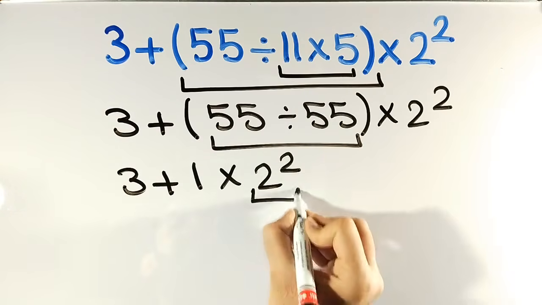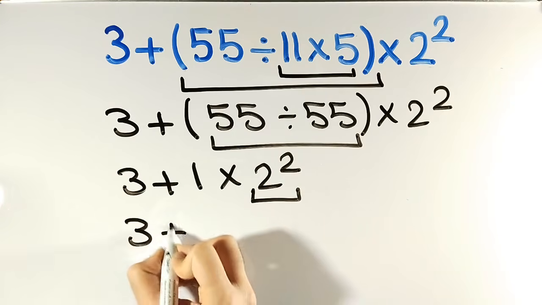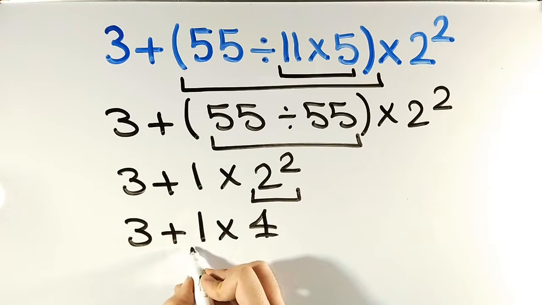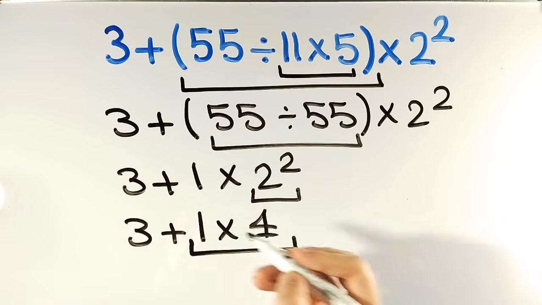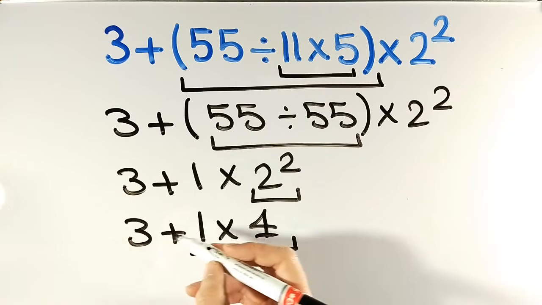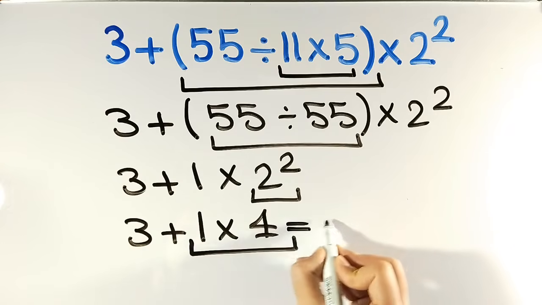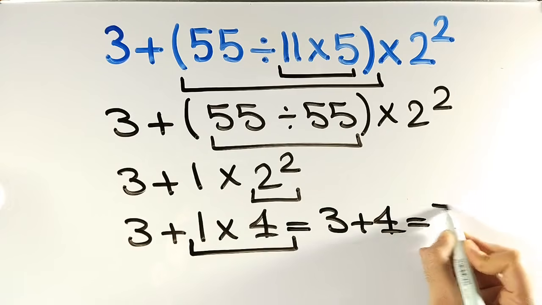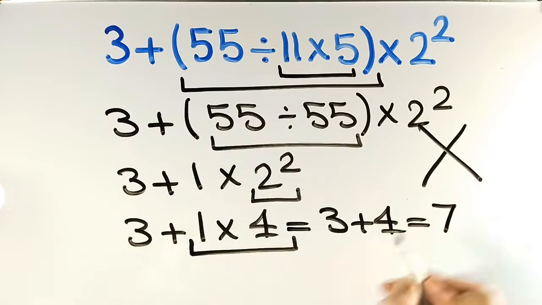Then they go for the exponent and instead of this expression, they write 3 plus 1 multiplied by 4. Next, they go for the multiplication between 1 and 4 because they think multiplication has a higher priority than addition. So, instead of this expression, they write 3 plus 4, which finally gives them the answer 7. However, it's not the correct answer to this question.